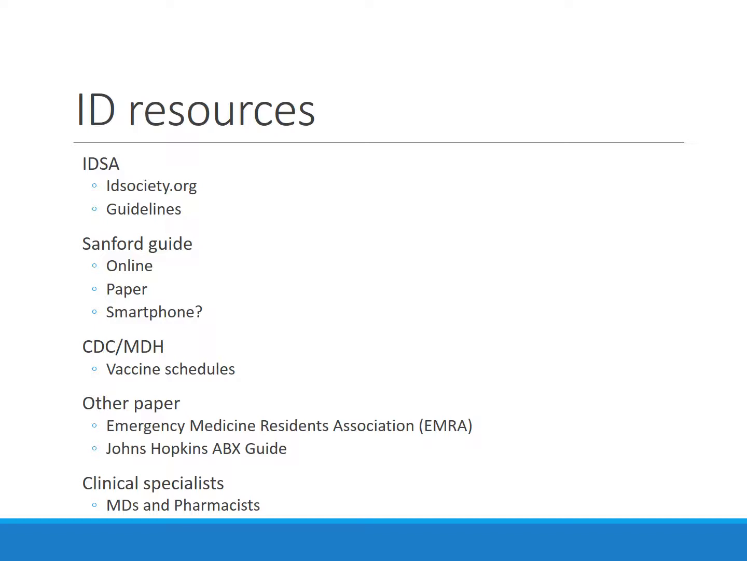I put pharmacists on there too because we do have pharmacists that specialize in infectious disease, and they can be a reference. A lot of hospitals use them, not in the same way they would use an ID physician, but on similar task forces and stewardship teams and other clinical opportunities like that.